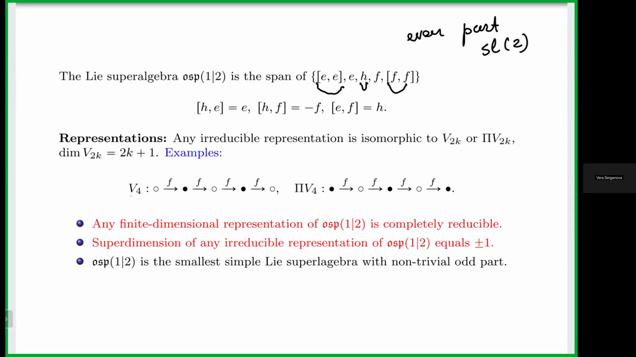So here what is pi of V4? This is an example of V4, which is total 5-dimensional, even dimension is 3, odd dimension is 2. And here is the change of parity. I can start with an element which is odd, and then the dimension is going to be 2, 3. So here the superdimension is 1, and here it is minus 1.